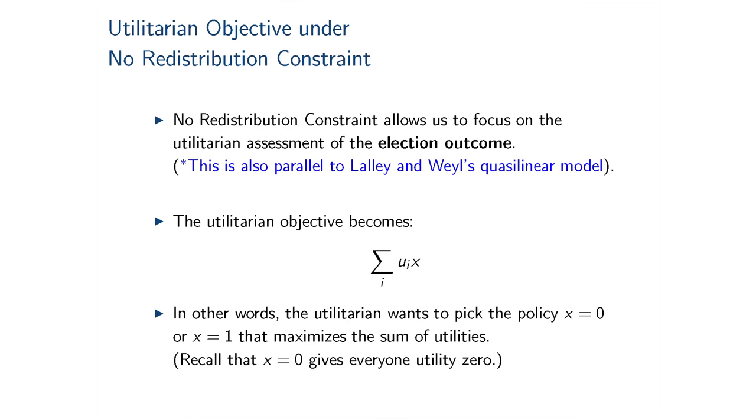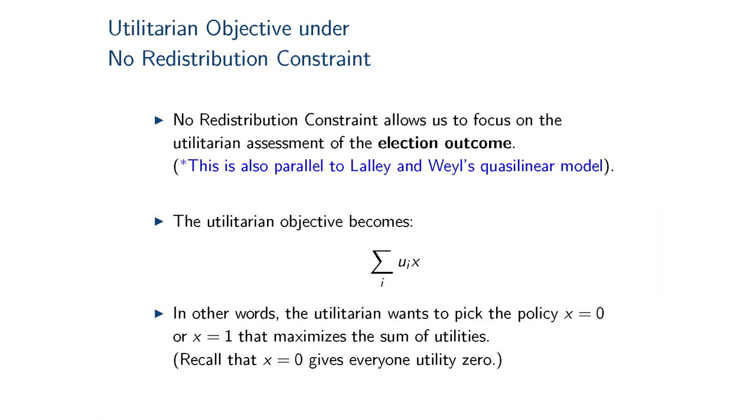Okay? So the motivation for doing this is, I think, already somewhat apparent, but also the no redistribution constraint allows us to really focus on a utilitarian assessment of the election outcome, which I think a lot of the papers on QV are really focusing primarily on, the evaluation of the outcome, which we want to do from a utilitarian point of view.